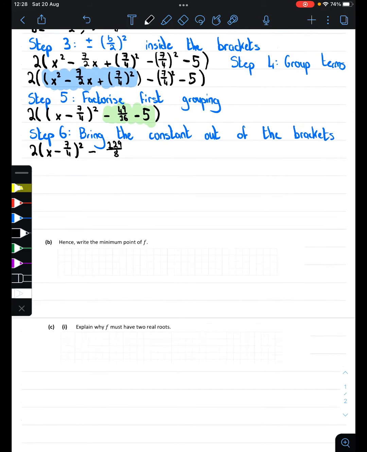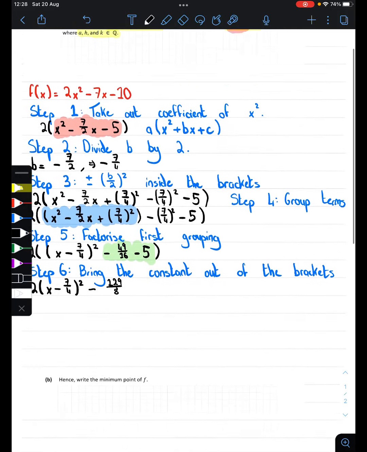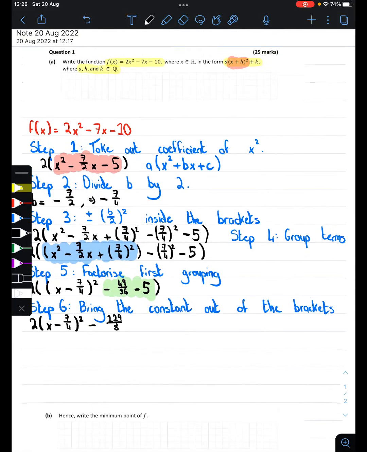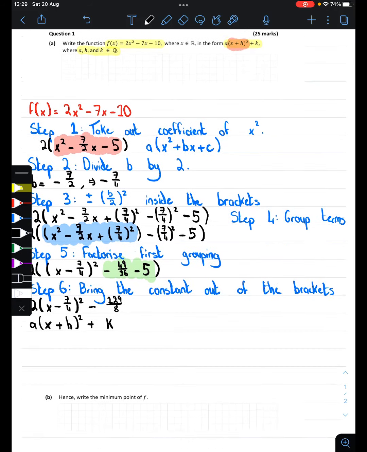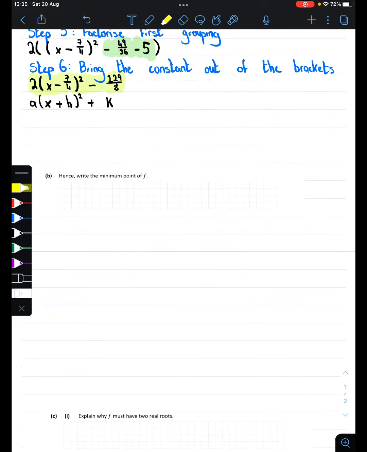Okay, and so now, if we look at it, this is actually exactly in the form that we were looking for, where we have an a times x minus or plus some rational number, plus some rational number k. So we've written it exactly in the form that they were looking for. So this is just our answer. We've completed the square for this function. Hence, write the minimum point of f. The minimum point of f.